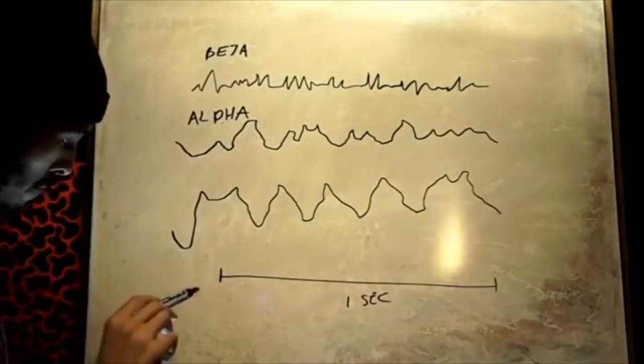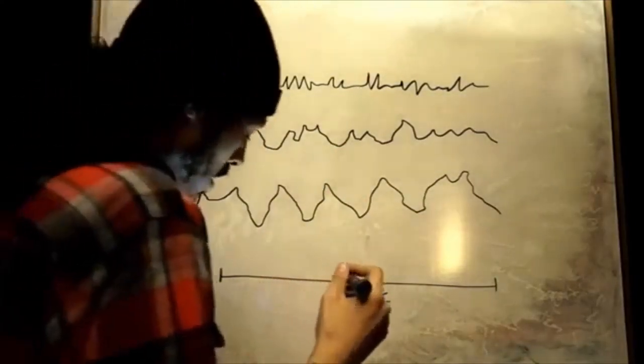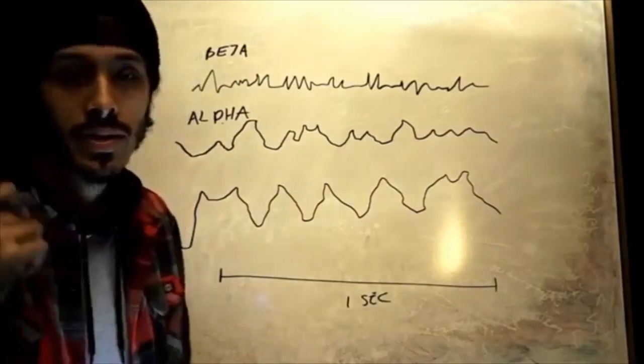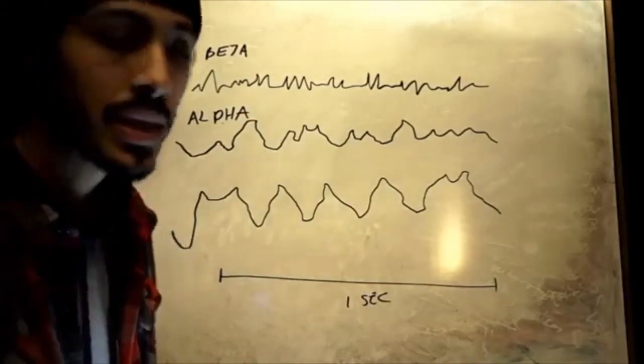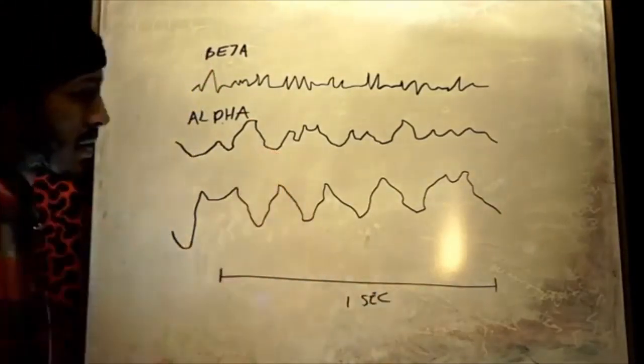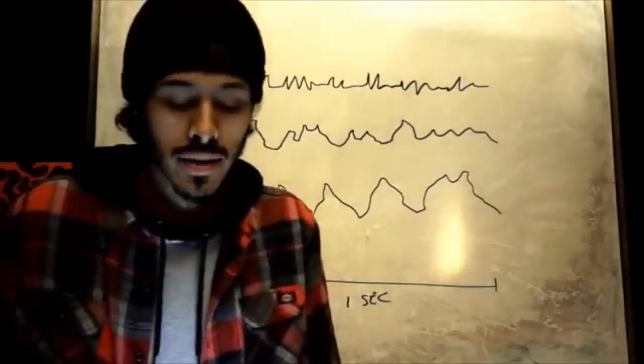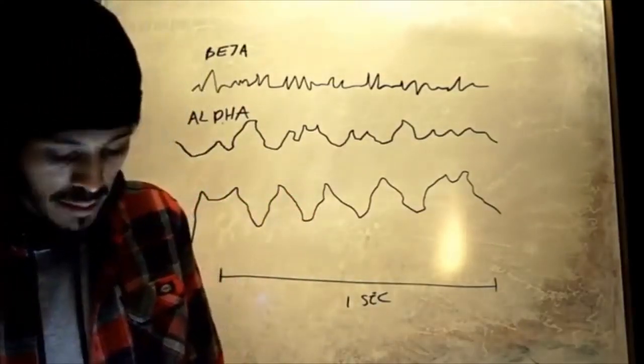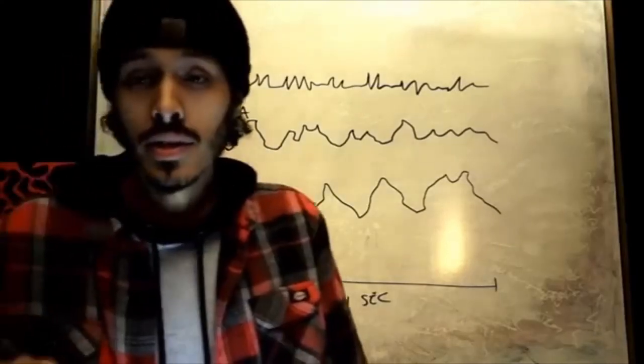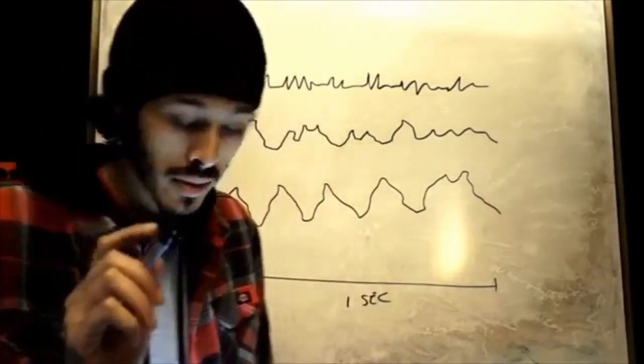Alpha is associated with awake but resting. So beta is awake but you have mental activity. Alpha is awake but resting. This is the state that's encountered when you meditate. Deep relaxation, imagination, intuitive thinking. That's what we're going for, right?